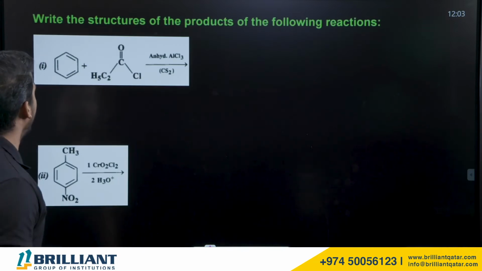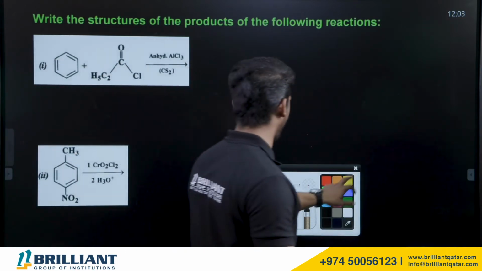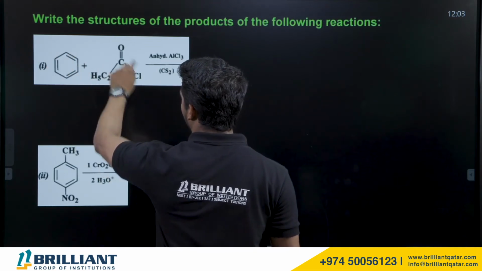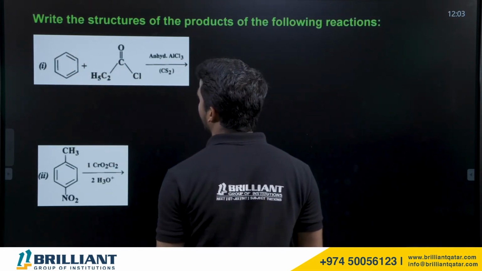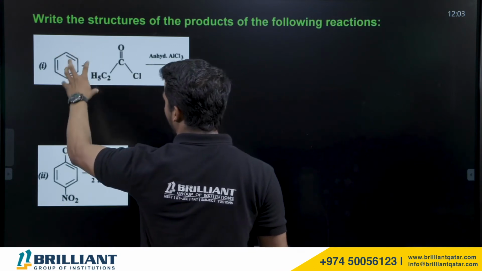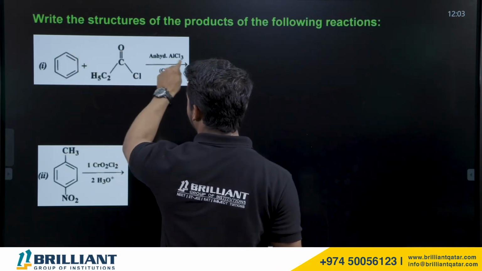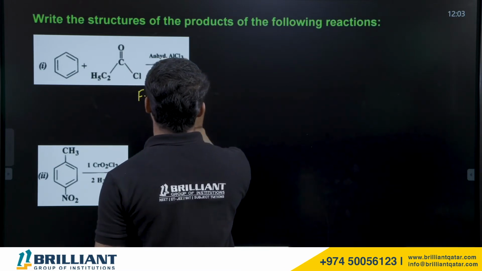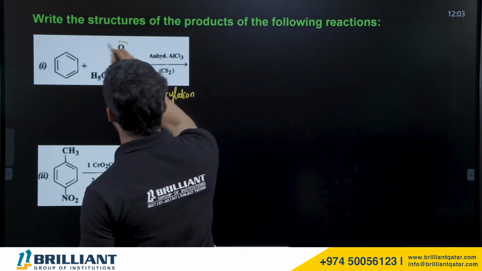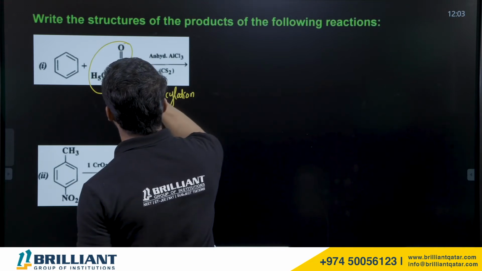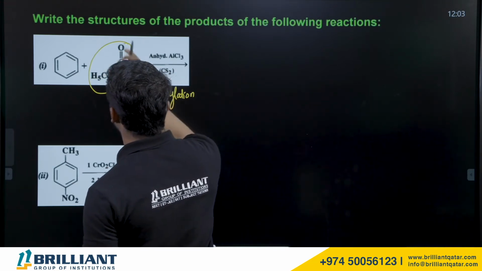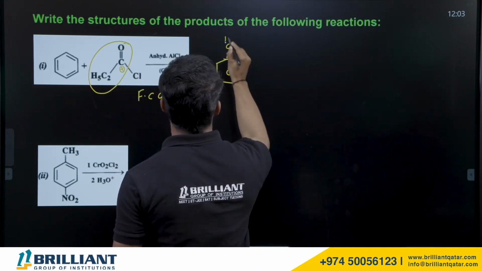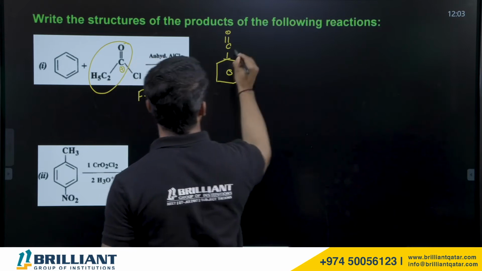Okay, next one. Write the structure of the product. Simple. This is benzene. This is the ethyl CO group, right? Propanoyl chloride. Benzene treated with the acid chloride with anhydrous AlCl3. What is this? Friedel-Crafts acylation. Which is the acyl group? This is the acyl group. Chlorine leaves as minus. This electrophile will go to the benzene ring. We will get benzene with CO, C2H5.